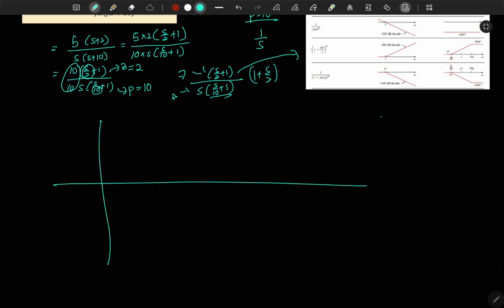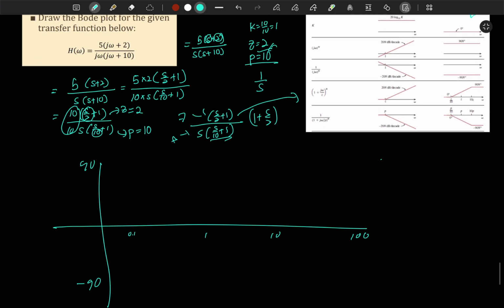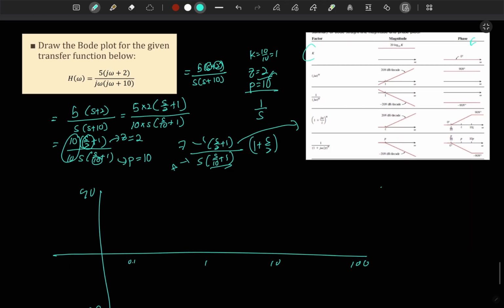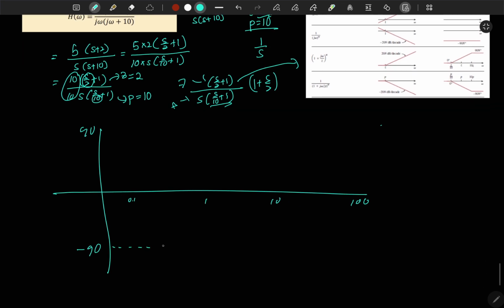Now we'll start with 0.1, 1, 10, 100 as usual, but this time it's going to be 90 and negative 90. If your equation has more, then it will be 180 and so on. Now do we have k? Our k is 1, so eventually it would be 0 degree. Now do we have this? No, but we have this 1 over s. So 1 over s means it should be at negative 90. Okay, so we'll just draw a dotted line at negative 90.